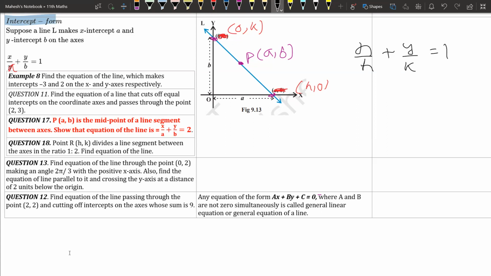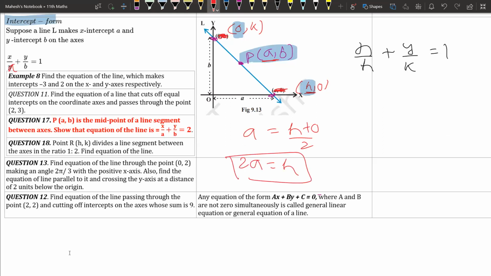Now, we do not know the values of h and k, and these are arbitrary constants introduced by us in the question. So we should replace them with a and b. For that, I'm going to apply the section formula. As you know, a here, that is the x coordinate of the midpoint, is equal to (x1 plus x2) over 2. So that is (h plus 0) divided by 2. So clearly, 2a is equal to h. Similarly, for the y coordinate, b here will be (y1 plus y2) over 2, that is (0 plus k) over 2. So clearly, 2b is equal to k.